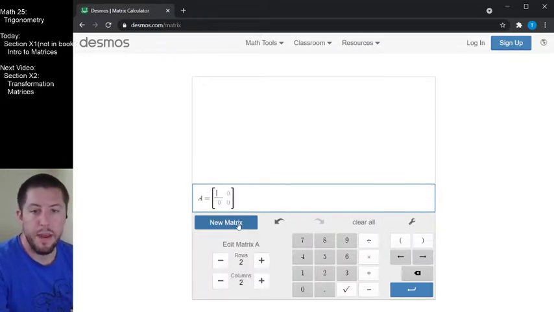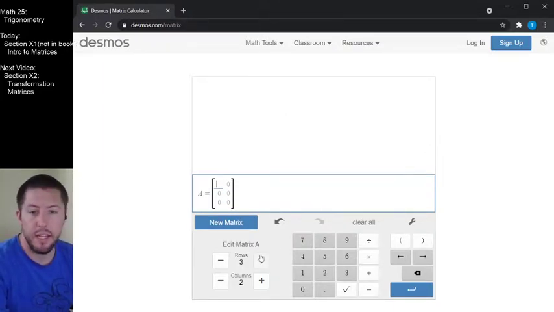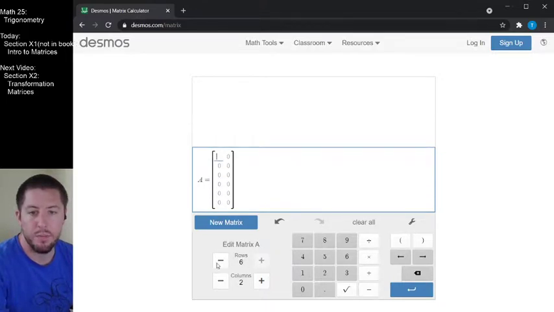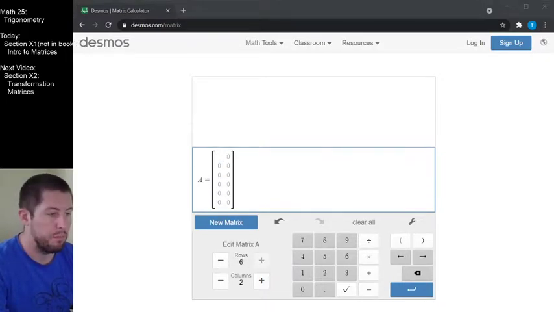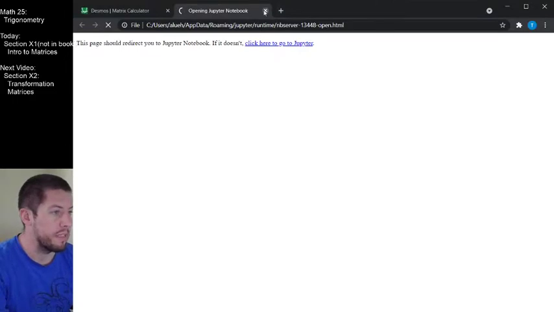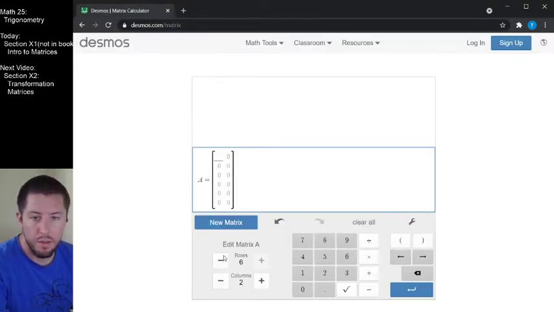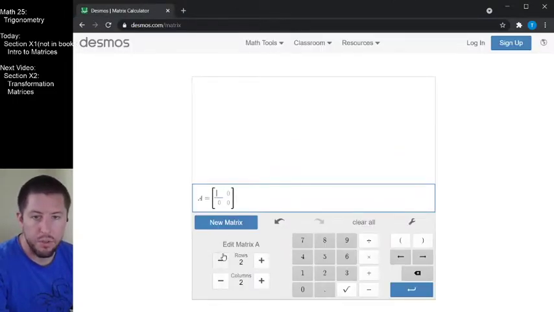Looking at my notes, A is equal to, and I'm going to say new matrix, and it just pops up a 2 by 2. Notice if I wanted more rows or more columns, I could click on those buttons right here, but I don't because we're defining a bunch of 2 by 2 matrices right now. But I could click this and make it get bigger or smaller. Oops, I'm clicking on other things on my desktop. There we go, back down to a 2 by 2.